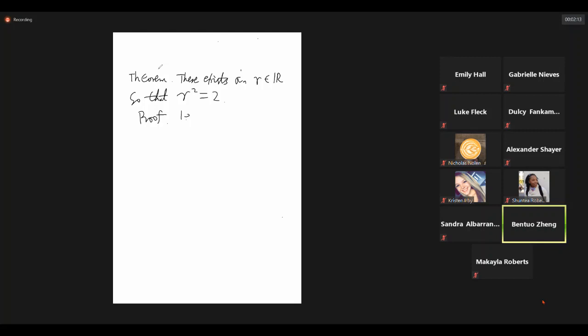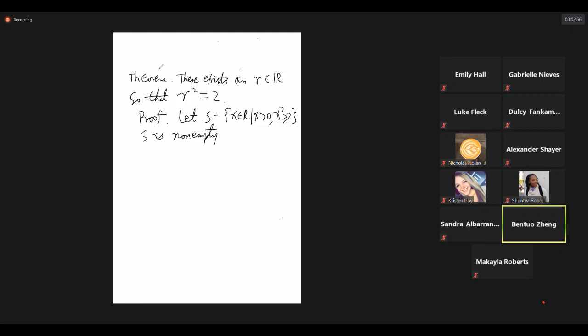All right, so first let's define a set. Let S be the set of all real numbers x so that x is greater than 0 and x squared is greater than or equal to 2. First, this set S is non-empty.